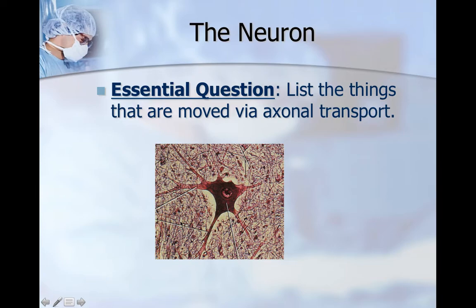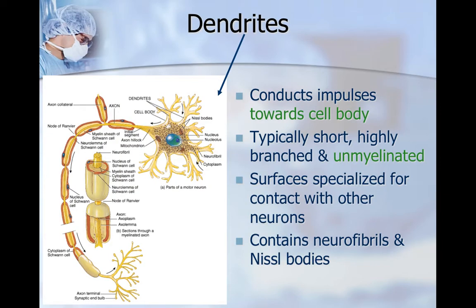All right, this image right here is a microscopic image of a neuron. We can see here the cell body with the nucleolus right there in the center, the nucleus and the nucleolus. And then we've got the extensions, which are the dendrites and the axon, okay? All right, the dendrites we're going to discuss first.